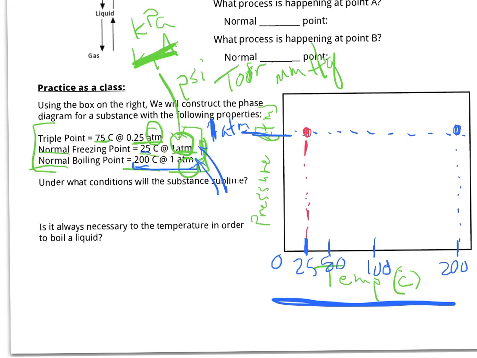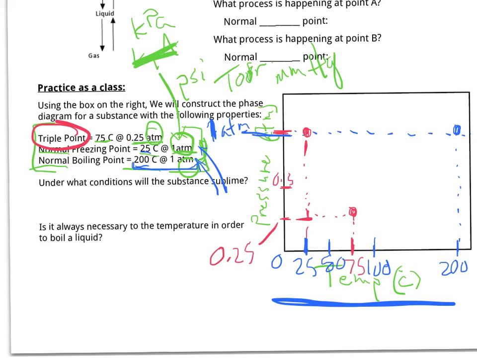The last point I need to put in is my triple point. That happens at 75 degrees Celsius. So I'm going to add 75 down here, halfway between 50 and 100. And that happens at 0.25 atmospheres. So we had 1 atmosphere up here. I'm going to cut it in half. So this will be 0.5, and then I'll cut that in half, and that will be our 0.25 atmospheres. Okay, so if I go across to 75, this will be my triple point right here.